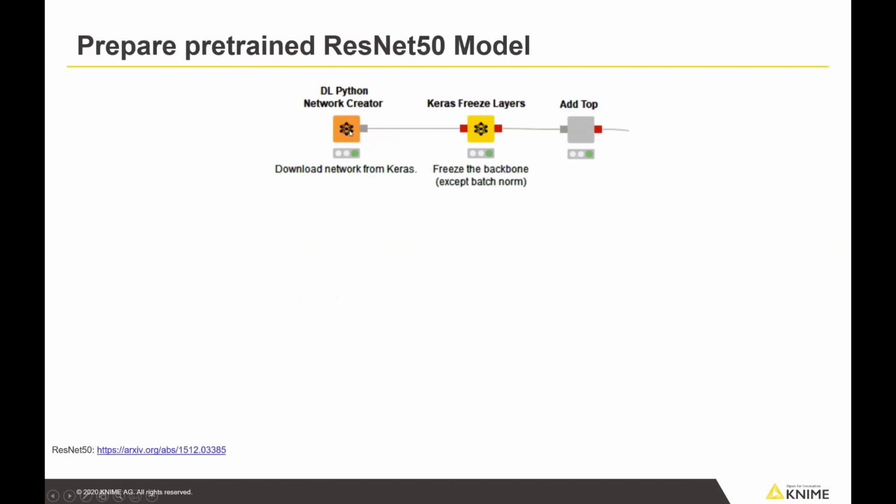In KNIME, this then looks like this. First we have this DL Python network creator. This is a simple node where you can use Python code to create a deep learning network. In this case, we use it to download ResNet 50, because there's a simple Keras utility function where you can download this pre-trained model with one line of code. ResNet 50 is a standard, very commonly and successfully used network for ImageNet classification. This network was originally trained on 1,000 classes.